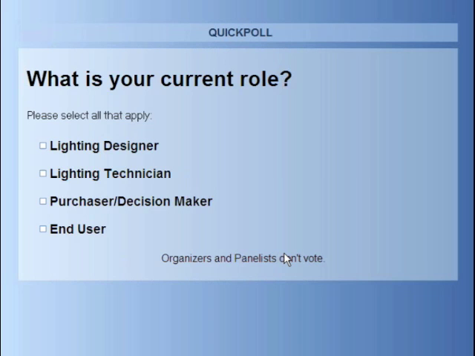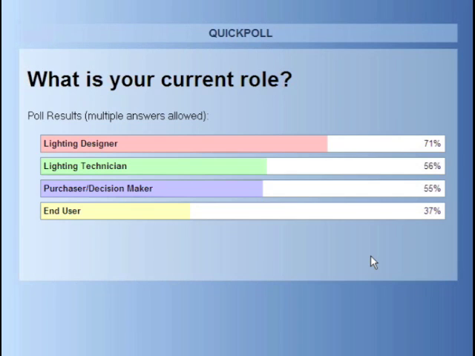Okay, on that one we actually got a 94% ratio, and 71% of you are lighting designers, 56% lighting technicians, 55% the purchaser or the decision maker, and 37% the end user. So that gives us a pretty good idea of the mix. Obviously, there's some crossover in there, but we appreciate your participation. Okay, so we'll go ahead and we'll get started with the rest of our webinar.